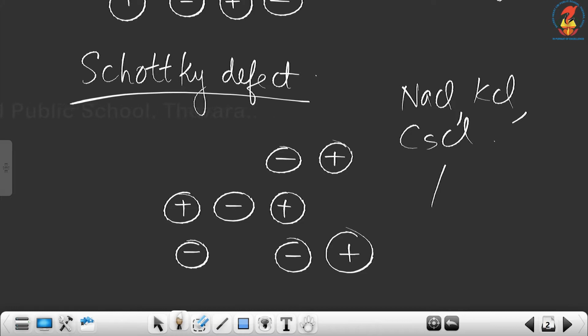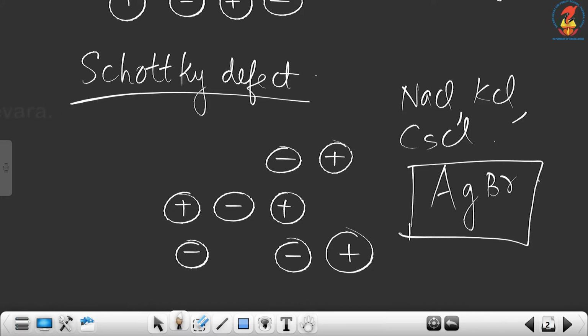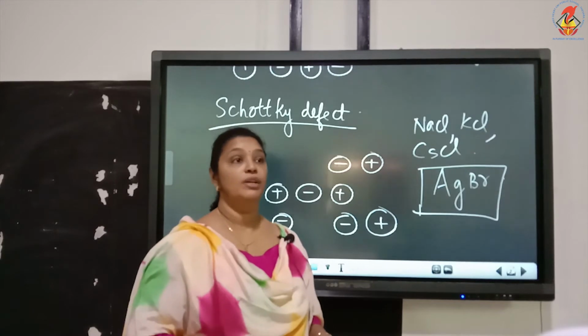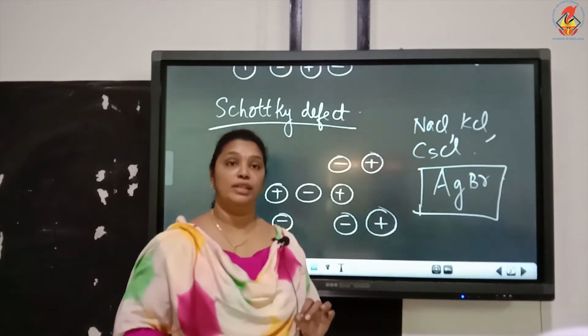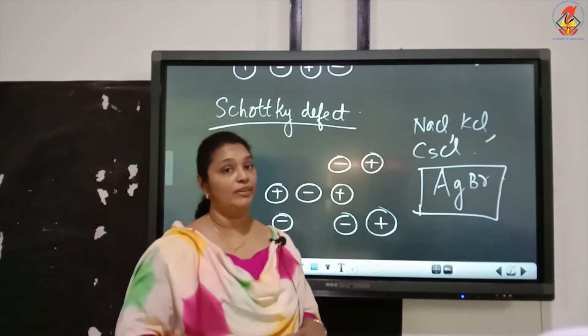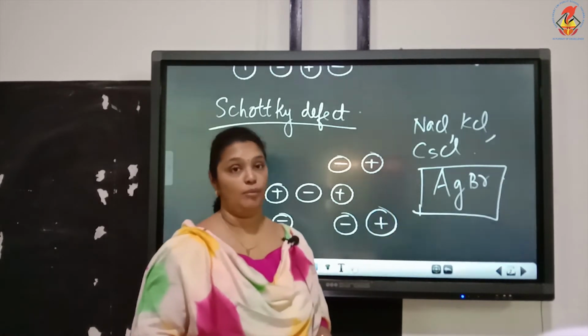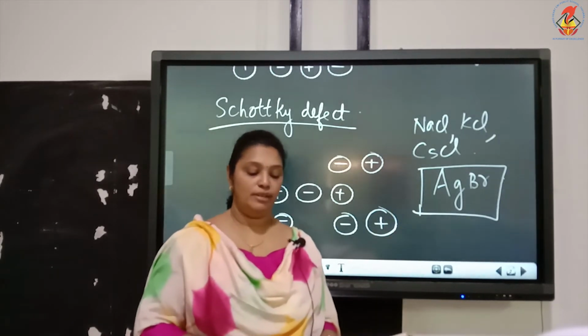Now there is a very important point to be noted, that is silver bromide. This is a compound that shows both Frenkel and Schottky defects. This is asked as a question: name a compound that shows both Schottky and Frenkel defect. The compound is silver bromide. So this is about Schottky defect.